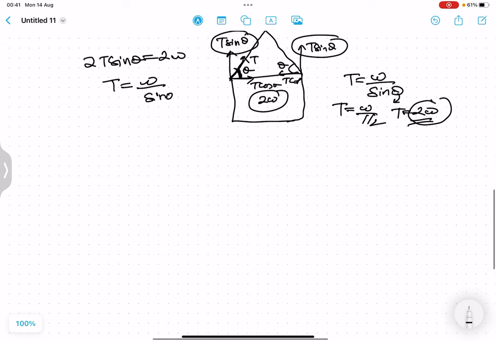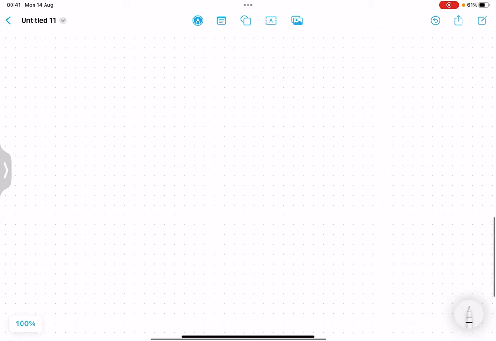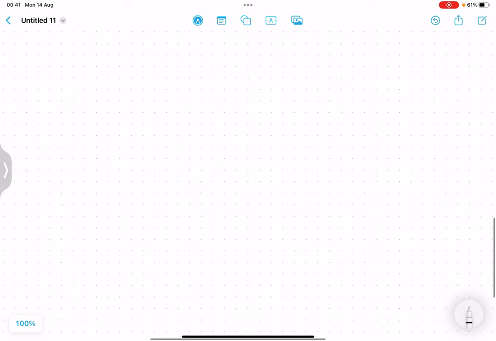So we must devise a way in order to define the rating of the sling. If we are using a sling at an angle, then how does it behave? We have to devise that way. The rating of the sling, or the sling capacity, depends upon two things.